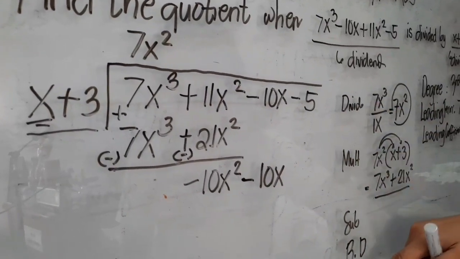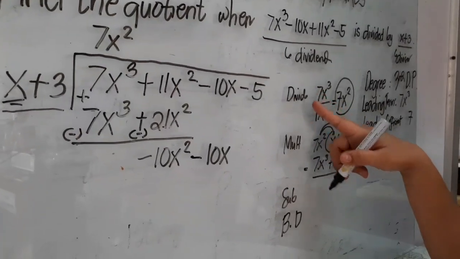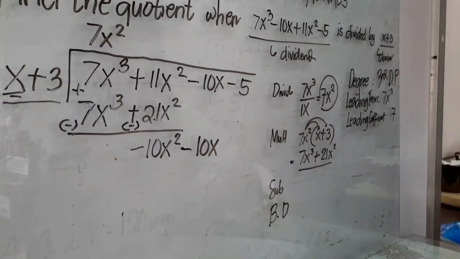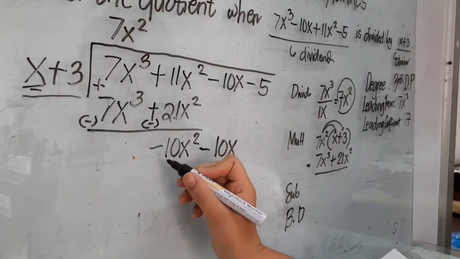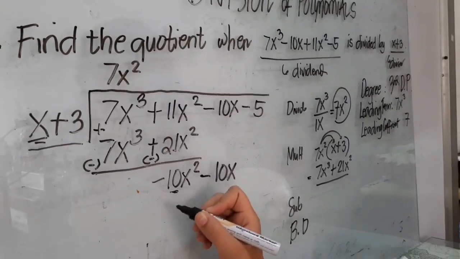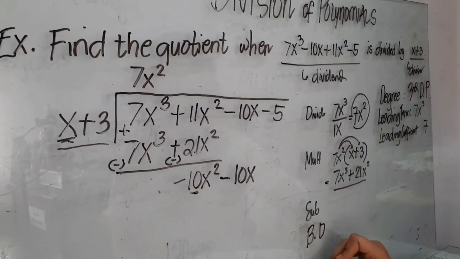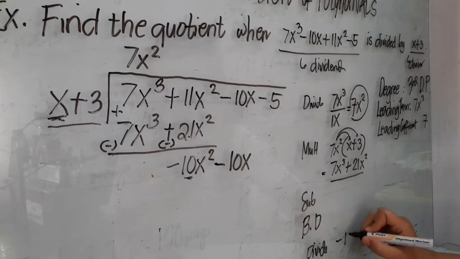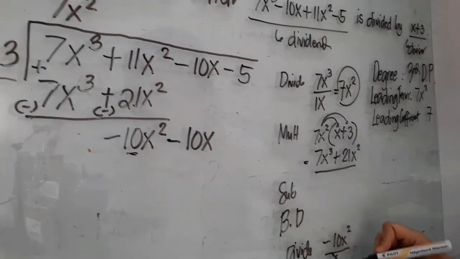These are the 4 steps. You just go back to the step 1. So, it's a continuous process. Okay, so balik na po ta. Divide na po nato ato ang first term sa atong dividend sa first term sa atong divisor. So, that will become, divide ta dire. For example, we have negative 10x squared divided by x.